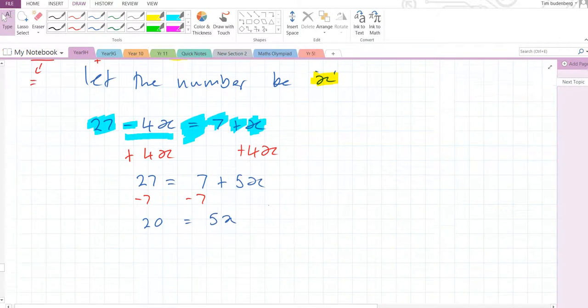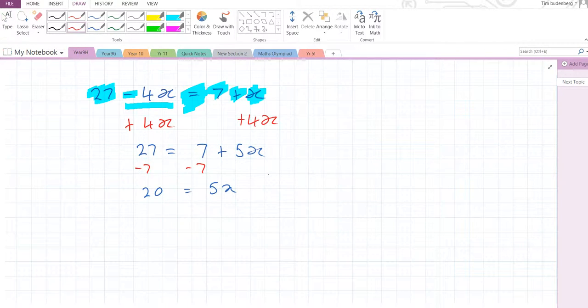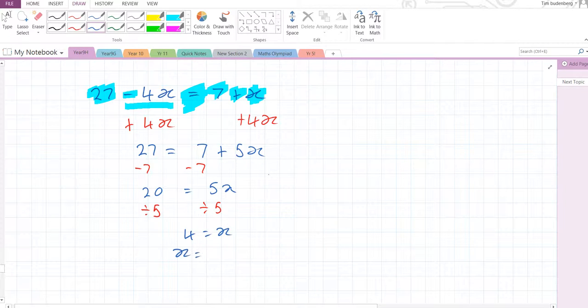Now we can see where this is going. We're going to want to divide the 5 away because it's 5 times x, so we undo the times by dividing, and simply x is equal to 4, or 4 is equal to x. Normally we would write it that way around, just by convention.